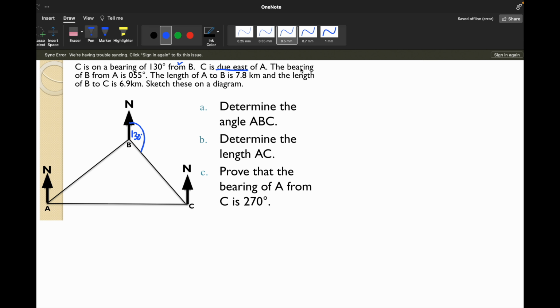So the next thing says the bearing of B from A. So we turn in from A. That's our starting point, A. Here would be 55 degrees. Now they say the length of A to B is 7.8, and then the length of B to C is 6.9. All right. So that's a sketch. See how it looks? Y'all got this, right?